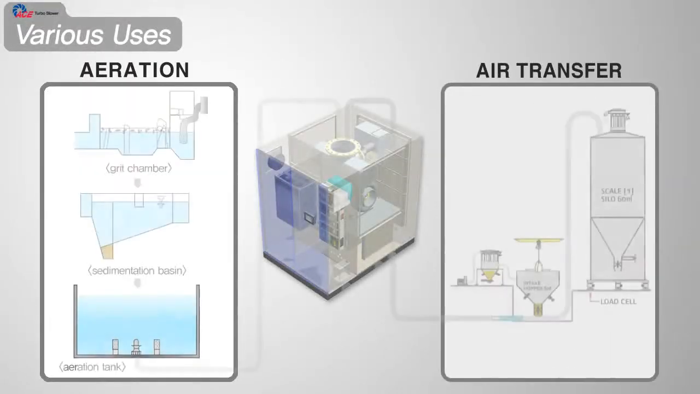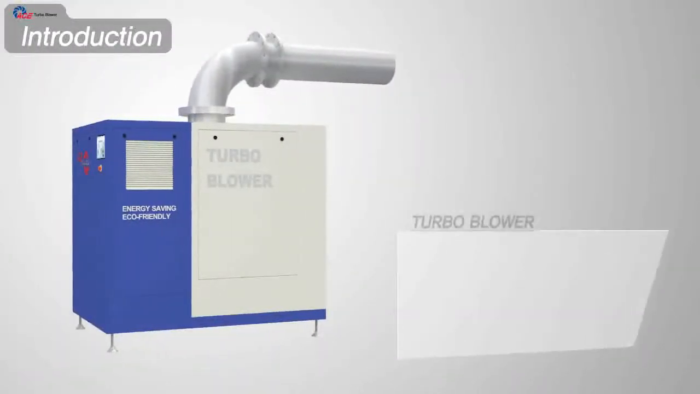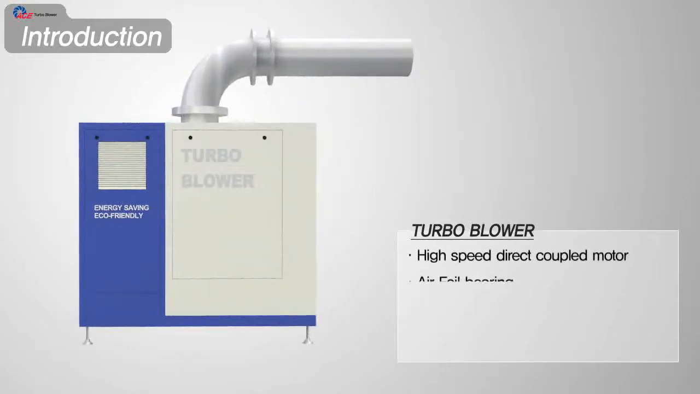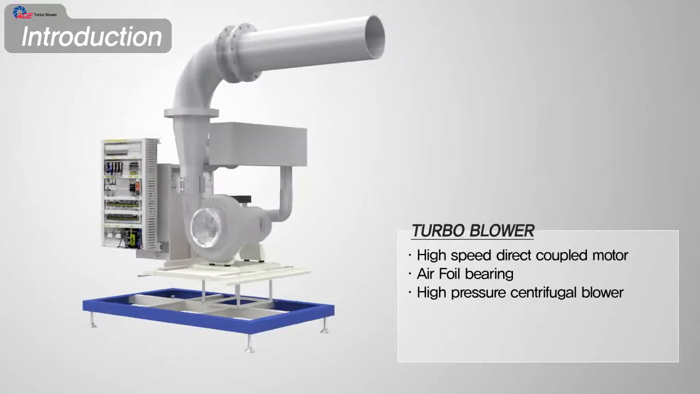Turbo blower is a high-pressure air transfer equipment which provides oil-free high-pressure air that is required in the various industrial sites. It is mainly used as an oxygen provider in sewage works for aeration and as an air transfer of raw materials such as cement and fillets. The formal title of the turbo blower is a high-speed direct-coupled motor airfoil-bearing high-pressure centrifugal blower.